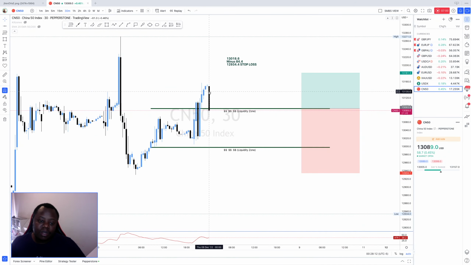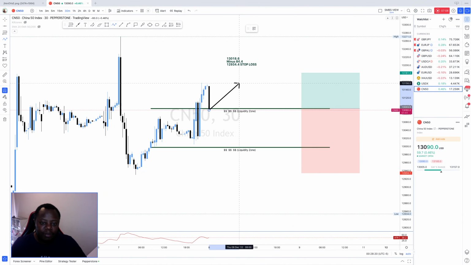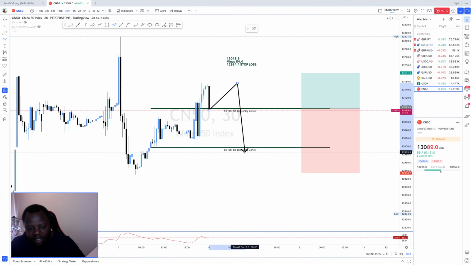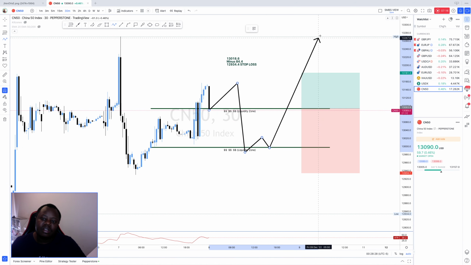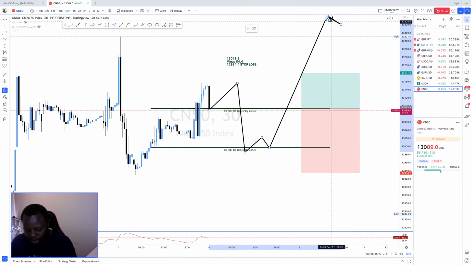I'm putting my stop at this particular point because of the way the market moves. Price from here may move like this, retrace all the way down and take that liquidity that's there, continue moving, come back, retest, and go all the way up. But what do I want with this move?